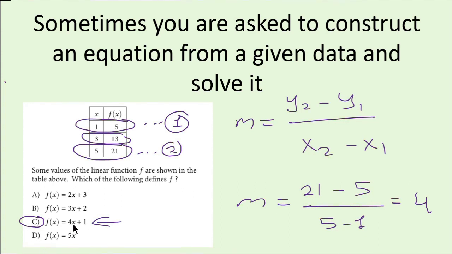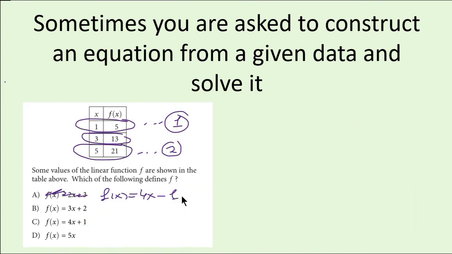But we may get a different case here. What if they had two choices that contained slope 4? So for example, what if the answers were not this type, but one of the answers would be f of x is equal to 4x minus 1. And we have now two answers with a slope of 4. Well, what do we do then? Then we must look at the y-intercept, right? Which one of these is the correct y-intercept?